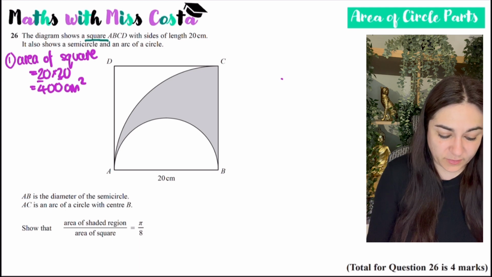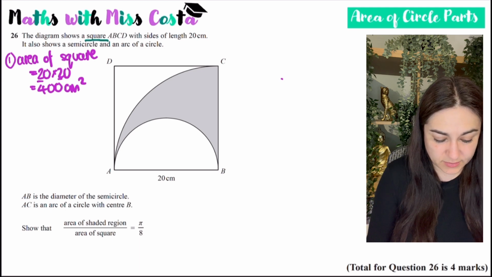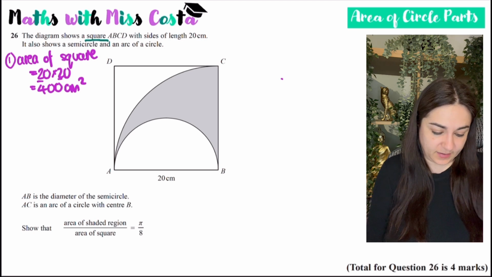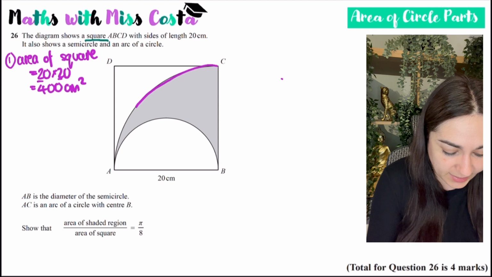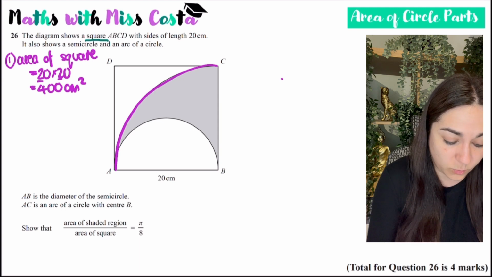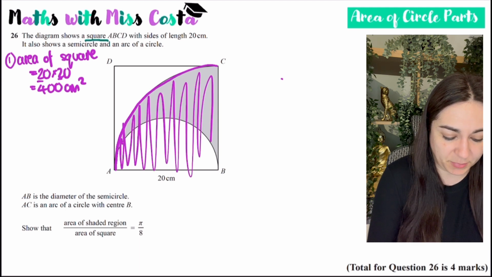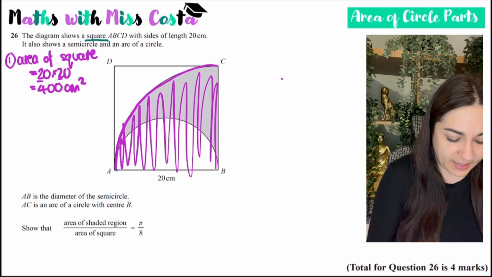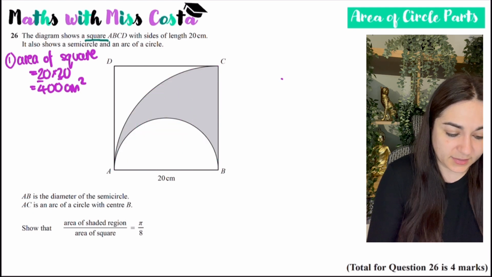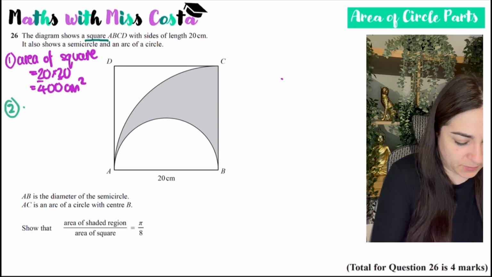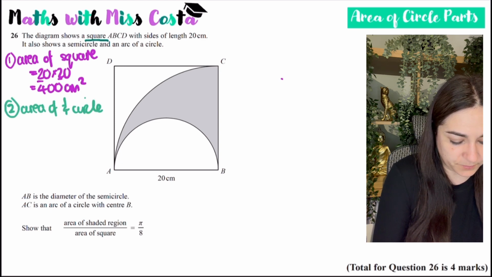The area of the quarter circle. So actually, there's an easier way to work out the area of the shaded region. I work out the area of the quarter circle. So imagine this part is a quarter circle, and then I subtract the area of the semicircle. So step 2, the area of the quarter circle.